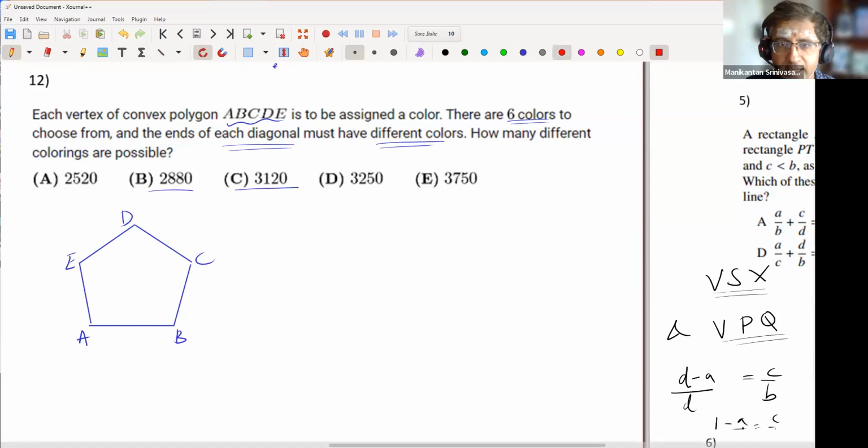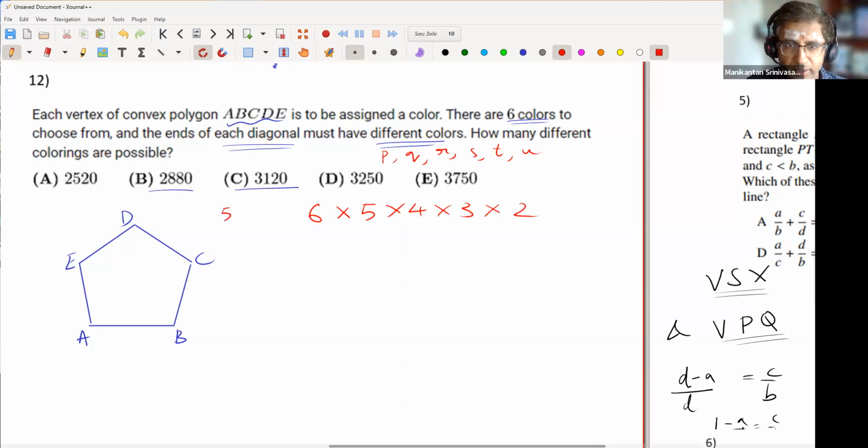Okay, so let's say there are 6 colors here. I'll just call them P, Q, R, S, T, U. These are our 6 colors, or 1, 2, 3, 4, 5, 6, whatever. Okay. Now, how many colorings are possible? So let's start with the simplest case. Let's say I consume all the 5 colors, which means different colors for each of them. So A can take any of the 6 colors. I can go in order and say any of the 5 colors B can take, any of the 4, and so on, right? So that's for case 1, when I'm using all 5 colors.